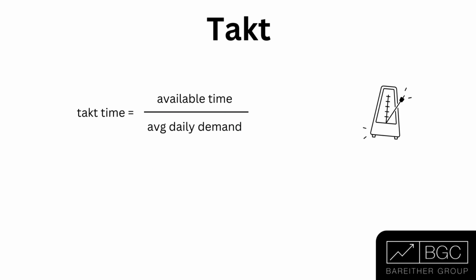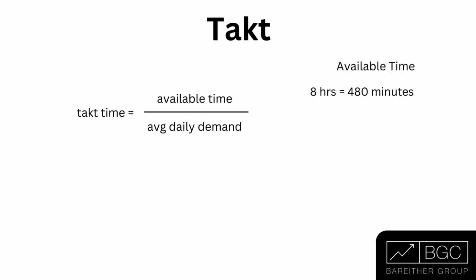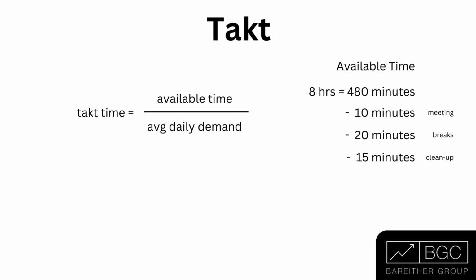But wait, operations isn't productive the full 8 hours of the shift. We need to debit some of that time out that's required for start of shift meetings, breaks, mandatory cleanup. So let's walk through an example. If we have an 8-hour shift, that's 480 minutes. If we take off a start of shift meeting for 10 minutes, 2 10-minute breaks for a cumulative 20 minutes of breaks, and 15 minutes for cleanup and standardization at the end of the day, we arrive at 435 minutes.